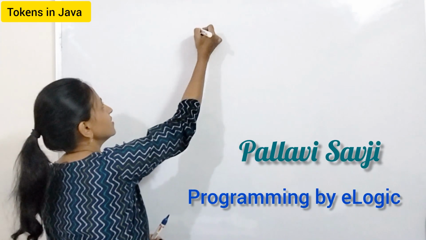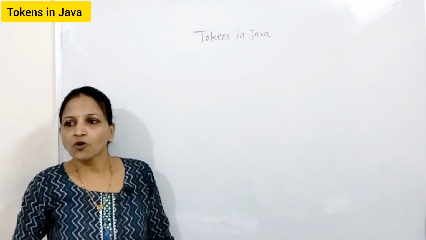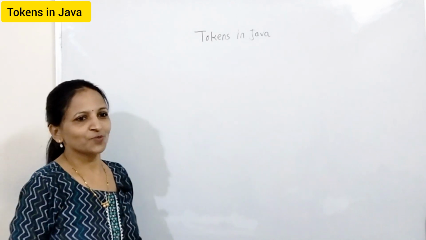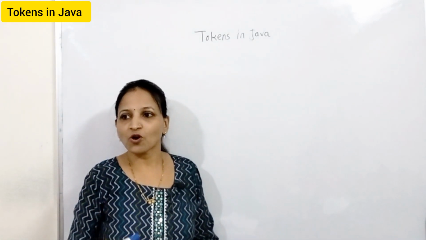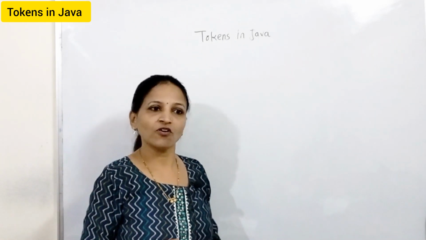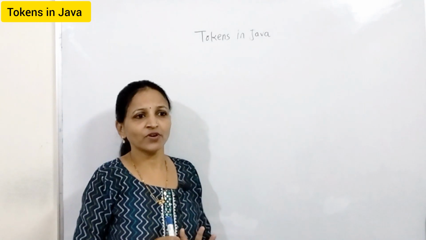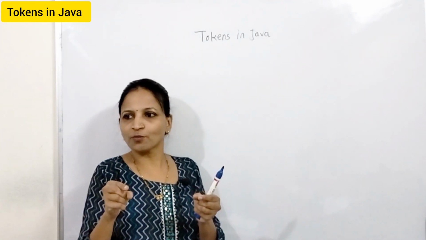Here I am going to explain tokens in Java. Now what is this token? Token is the smallest individual unit of a program. It may be any language program; everywhere the definition is same. Token is the smallest individual unit of a program. Our program is formed of different tokens. Means if you are considering one instruction from our Java program, that will be formed of tokens.